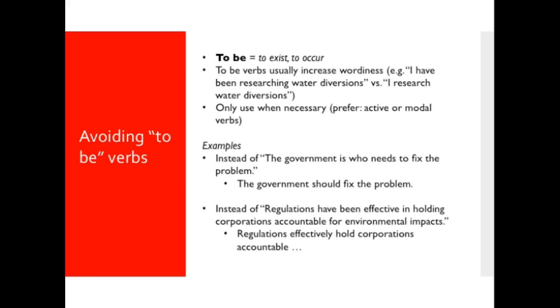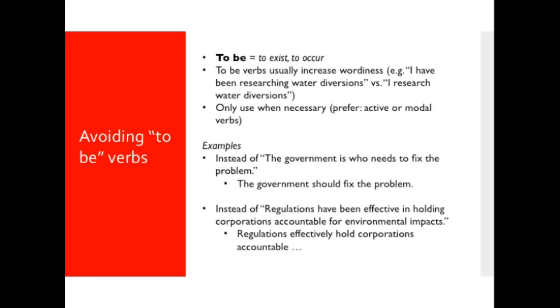So just a couple other examples of how we might translate to-be verbs into active verbs. The government is who needs to fix the problem versus the government should fix the problem. So in this case, we're replacing the to-be verb is, which precedes a complex phrase here, who needs to. Just say the government should fix the problem, replacing a modal verb. And modal verbs we will talk about in the second presentation on verbs. So this might make more sense after watching that as well.